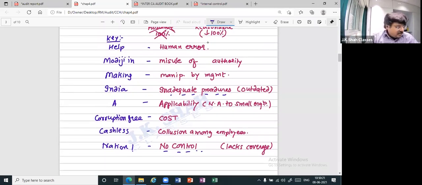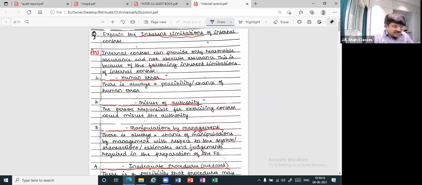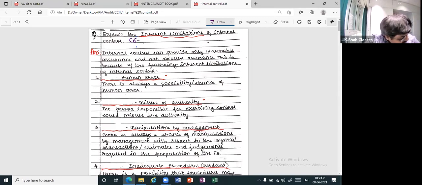Come on, where is the answer? Wait, here is the answer. You have to write it entirely. Don't do it from the textbook, do it from here. Write the question and then write the answer. It comes in the examination for 6 to 8 marks. Important question. Internal control can provide only reasonable assurance, not absolute assurance, because of the inherent limitations.